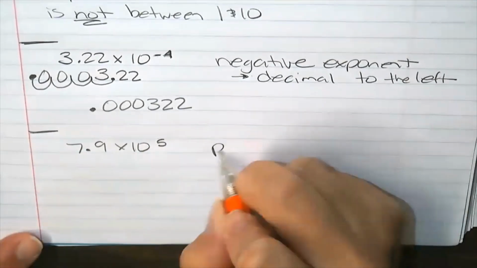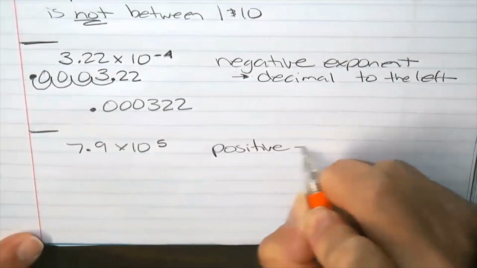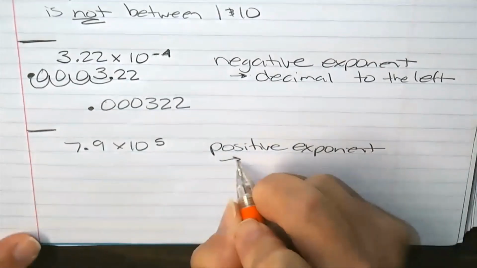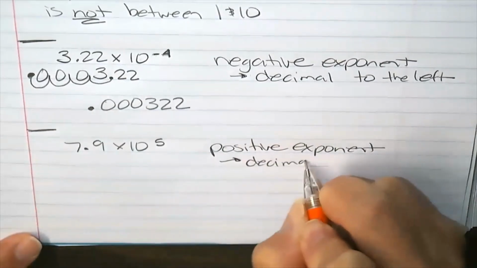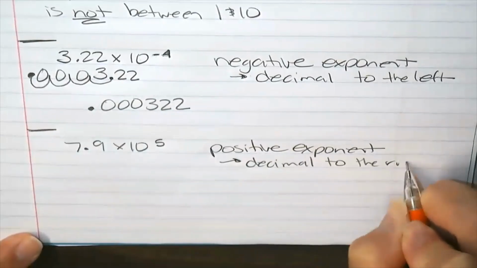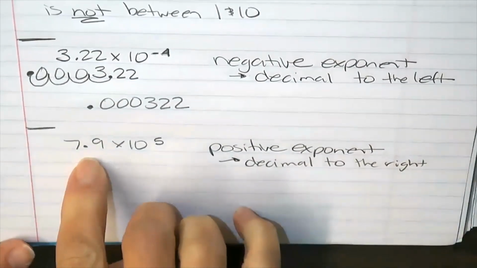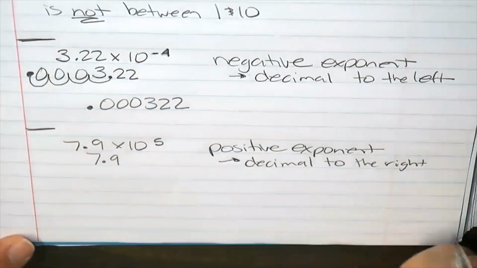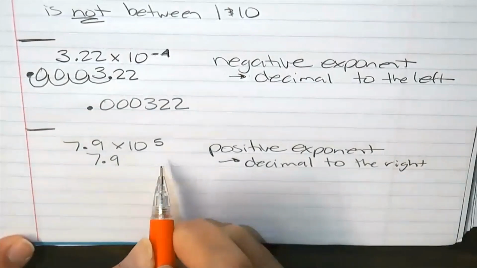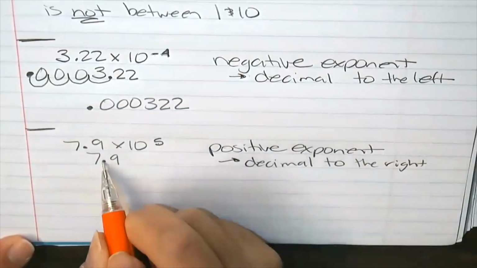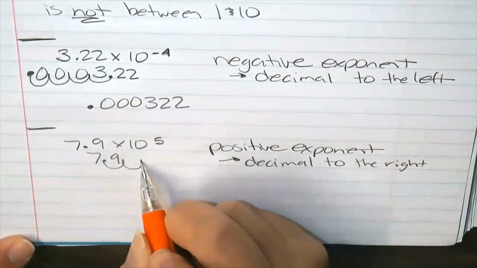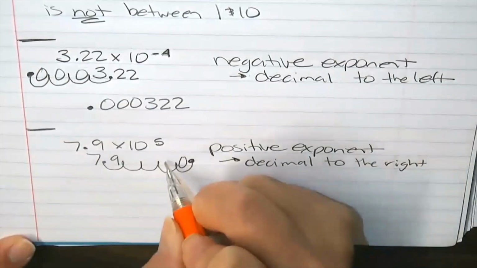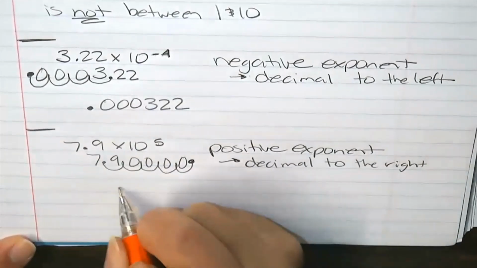So here I have a positive exponent. That means I'm going to move my decimal to the right. I'm going to make this number larger. So I've got 7 and 9/10. My decimal is going to go to the right, and it's going to go to the right 5 places. 1, 2, 3, 4, 5. Here's my decimal point, and I backfill with zeros.